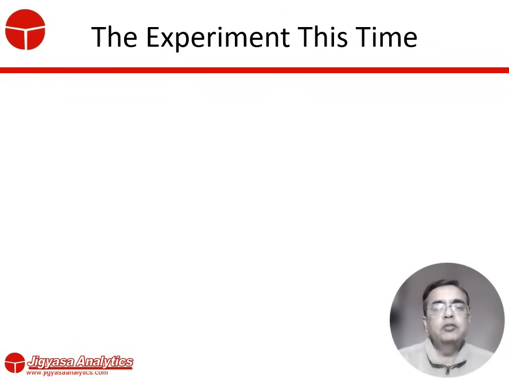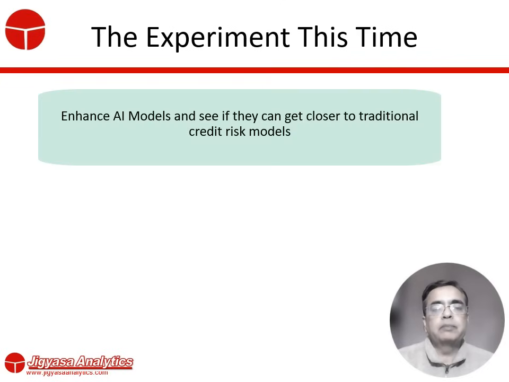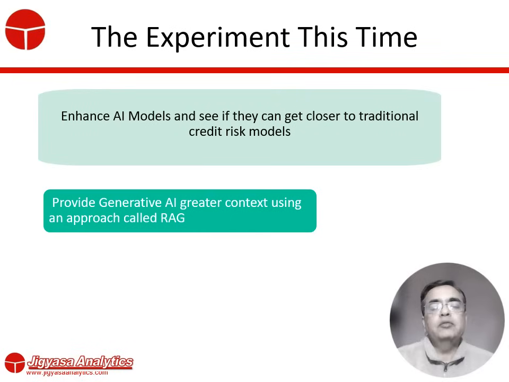Let me now give you an overview of the experiments from this time. So our focus this time was to see if we could get the generative AI models to be closer to the traditional credit risk models. So the first thing we did was provide generative AI greater context using an approach called RAG. We had seen earlier that the generative AI model was not doing well when it was directly fed the prompts because it did not have a lot of context about the problem we were trying to solve. So the RAG approach provides this context, and we will talk about it in greater detail later in the presentation.